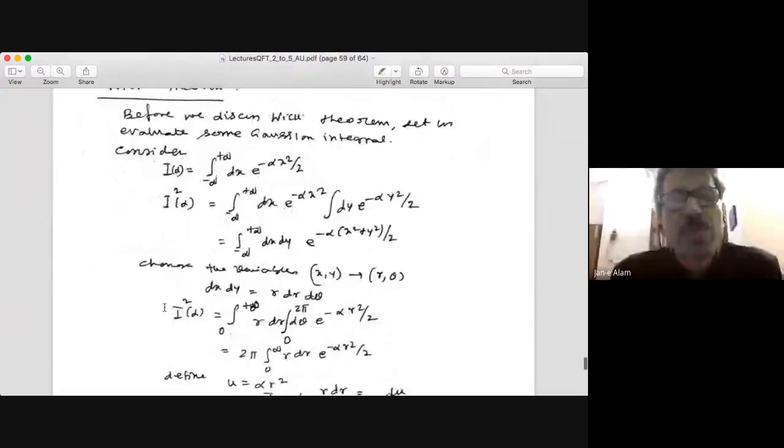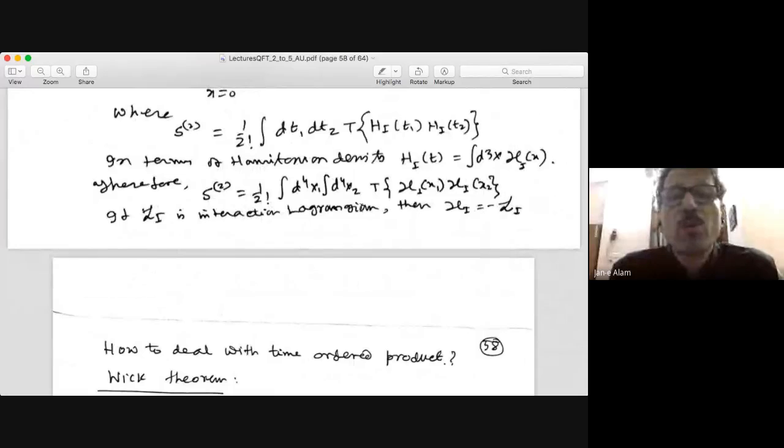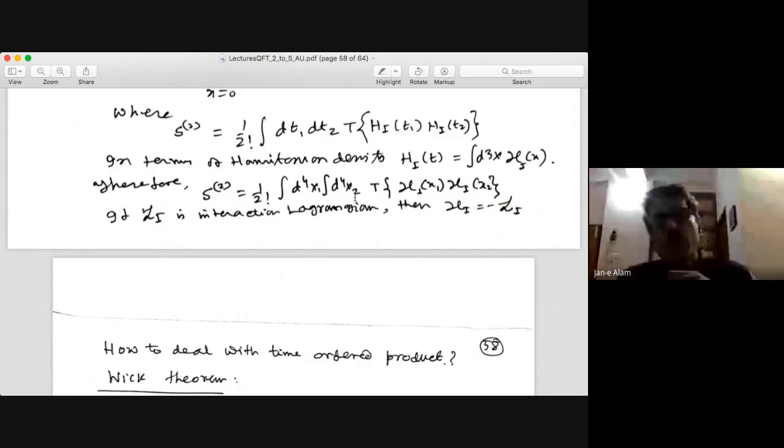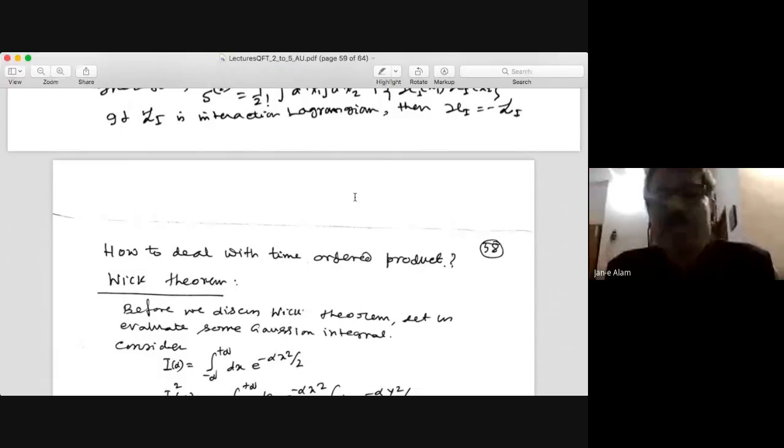Some of you might have encountered. Now the next question will be how to evaluate this time order product, right? You have the time order product of the operators. Now, in the scattering matrix, I have the time order product. So to calculate the scattering matrix, and from there, how to calculate the cross sections, draw the Feynman diagrams, and calculate the cross sections, we need to know actually how to evaluate the time order products. And to calculate the time order products, there is a famous theorem called Wick's theorem.